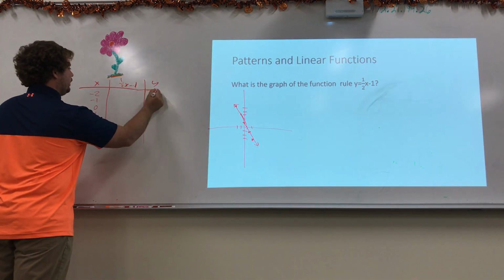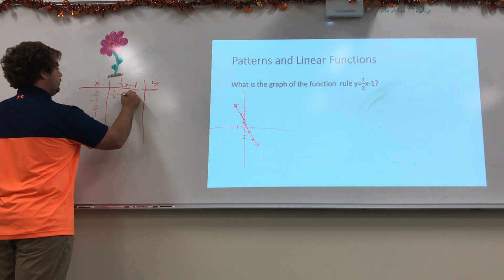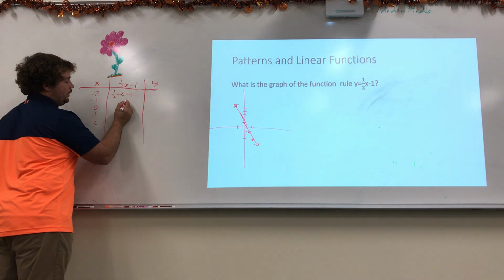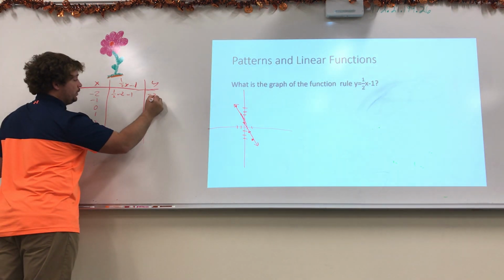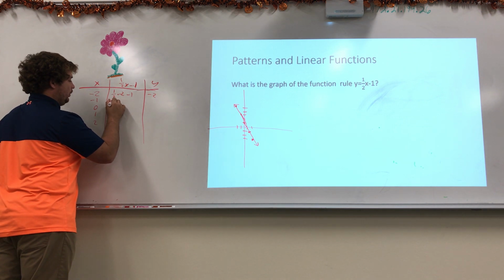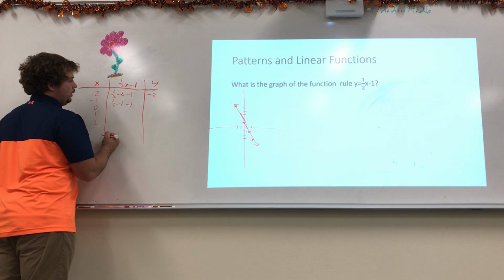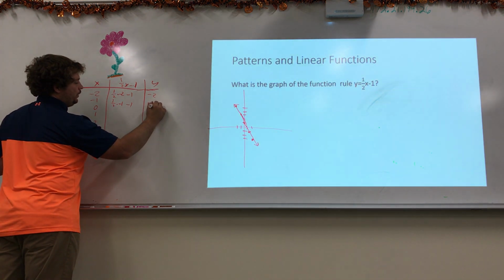So they're going to plug it in. We're going to get 1/2 times -2 minus 1. We're going to get a -1 here minus 1, which is going to give me -2. We're going to plug in 1/2 times -1. So I end up with -1.5.